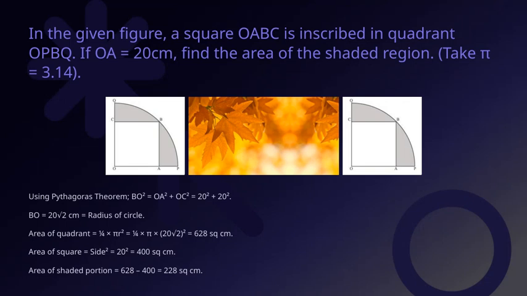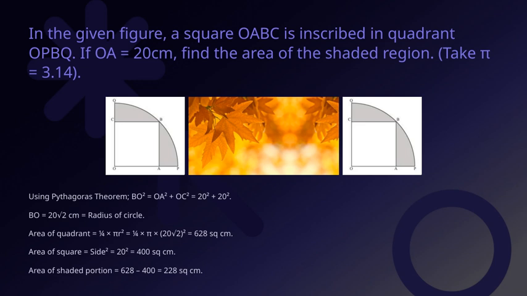Let's take a closer look at this figure. We have a square OABC inscribed inside a quarter circle, or quadrant, OPBQ. Our goal here is to find the area of the shaded region, which is the part of the circle outside the square. First, notice that the side OA of the square is given as 20 centimeters.